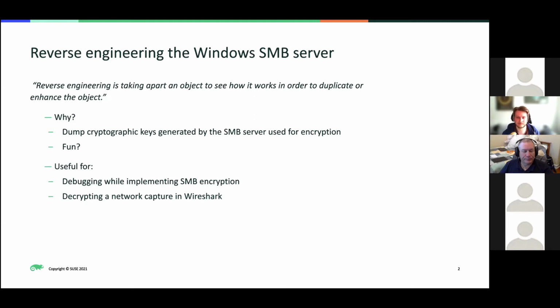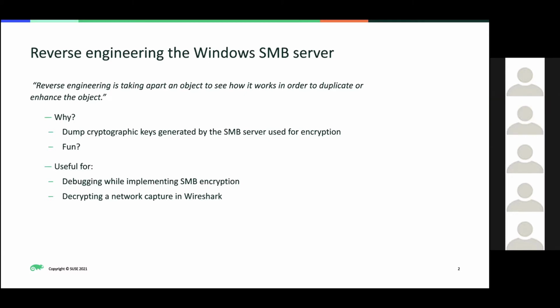My interest was to dump the cryptographic keys generated by the SMB server used for encryption. Windows doesn't provide them. There is no way to see them. I've bugged a lot of people at DocHelp, which is basically Microsoft protocol support, on how to do this, and it's unfortunately not possible. So this is something I had in mind for a while.